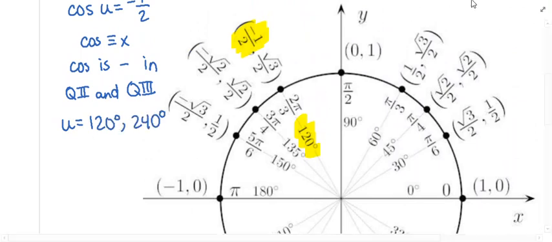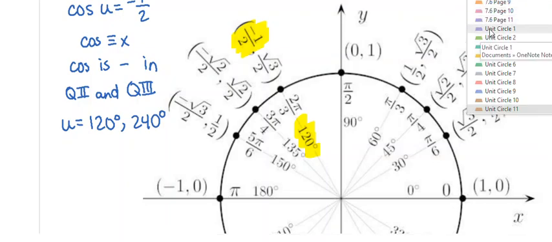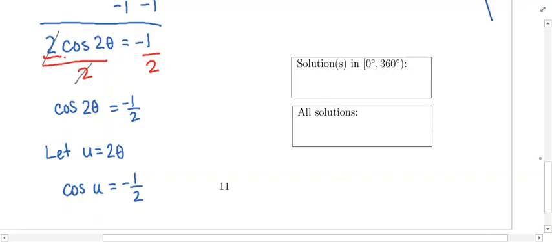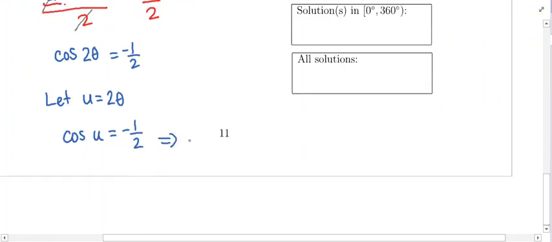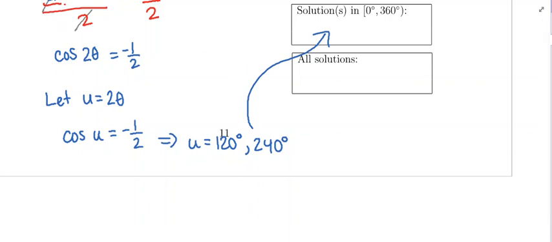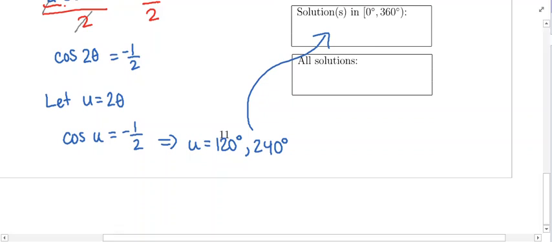So if we go back to our work, we can write this down. u is equal to 120 degrees and 240 degrees. We are not done. You do not run and put this in the box. We are solving for theta, and 120 degrees and 240 degrees are the values of u, not theta. So let's see where we go from here.